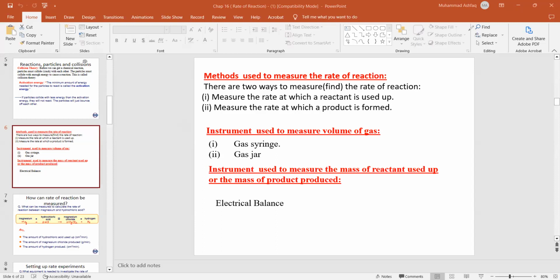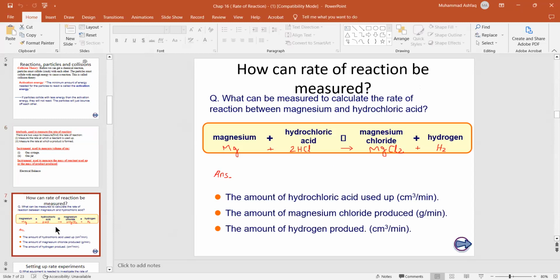Okay Muhammad. Now let's move to the next slide, that is about a chemical reaction that I just showed you from your textbook. What can be measured to calculate the rate of reaction between magnesium and hydrochloric acid? Here you can see Mg for magnesium and hydrochloric acid HCl, and I write here to balance the equation. When it moves next we get MgCl plus hydrogen.